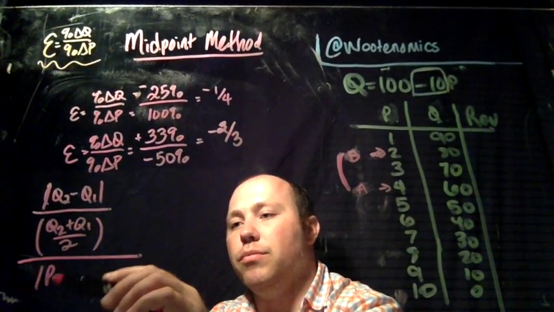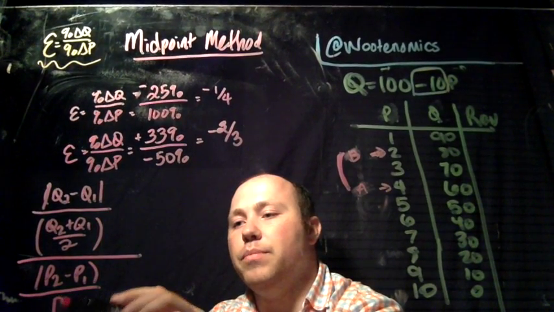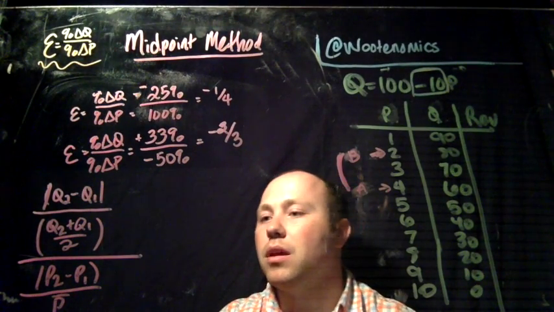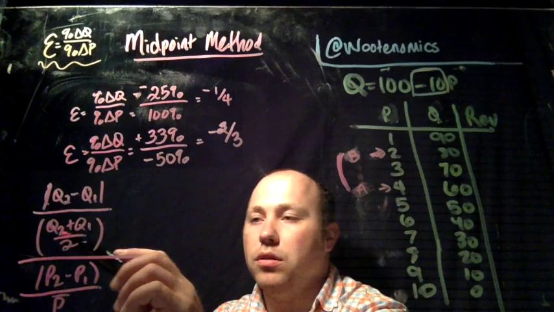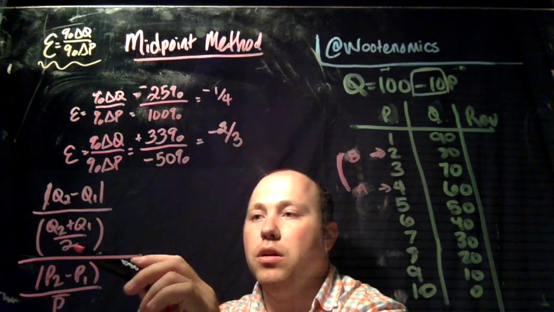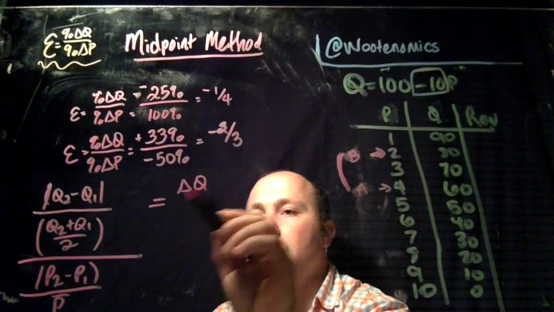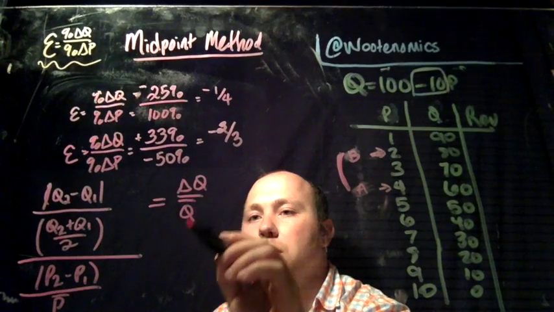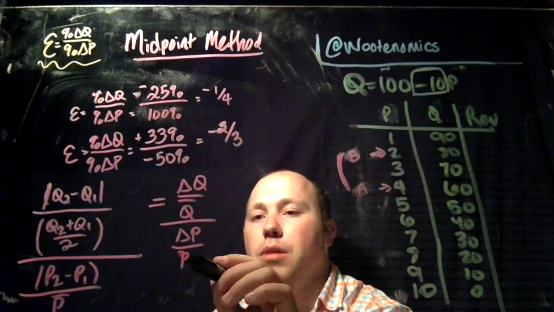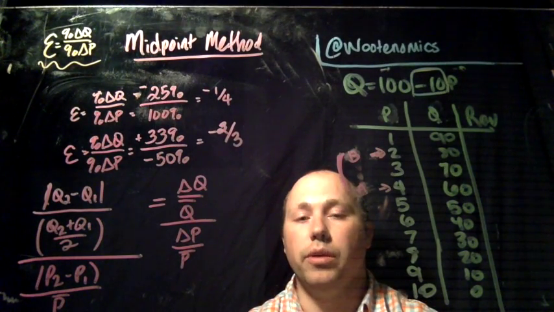I'm also interested in the price. I'm just going to put P bar to make it a little easier, because I just noticed I ran out of room. P bar just means average. So we're doing the same thing here. Down at the bottom, we're doing P2 plus P1 over 2. So we have a change in Q over Q bar divided by the change in P over P bar. And what that says is it doesn't matter which direction we're going.